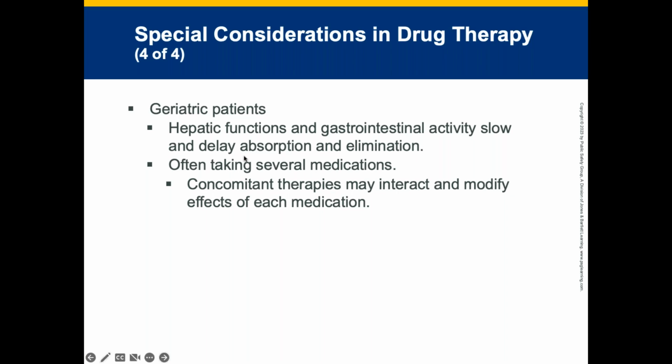All right. So changes in pharmacokinetics in geriatric patients are comparable to those in young children. Hepatic function and GI activity start slowing down, which delays absorption and elimination. Remember, they often take several medications. If they see 5 different physicians and the physicians don't review all the medications they take and say, here, take this one, here, take this one, but medication 1 and medication 3 react to medication 2, causing this side effect.